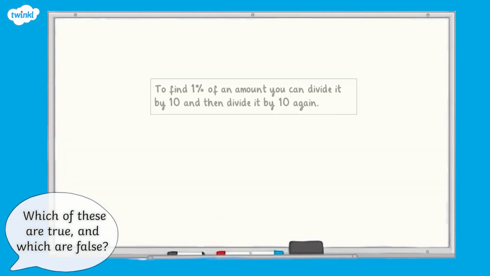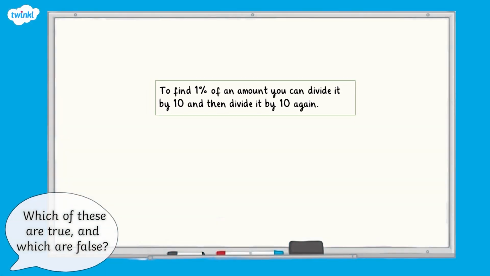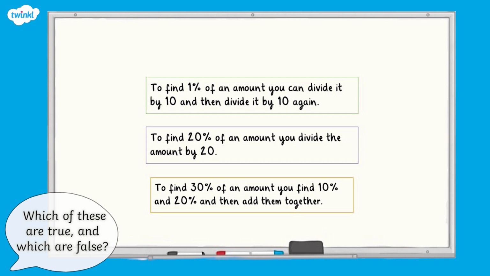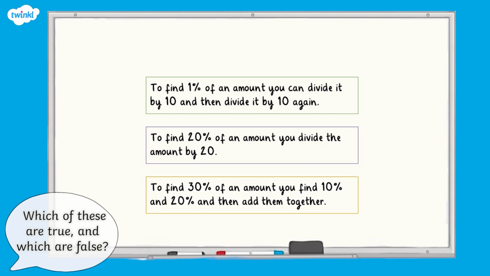And finally, it's time for a quick challenge. Look at these statements about the percentages of amounts, and you need to decide if they are true or false. To find 1% of an amount, you can divide it by 10 and then divide it by 10 again. To find 20% of an amount, you can divide the amount by 20. To find 30% of an amount, you find 10% and 20% and then add them together. Pause here and decide which of these statements you agree with.